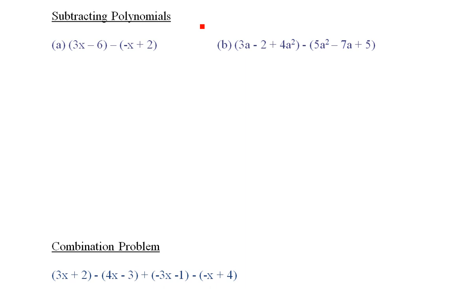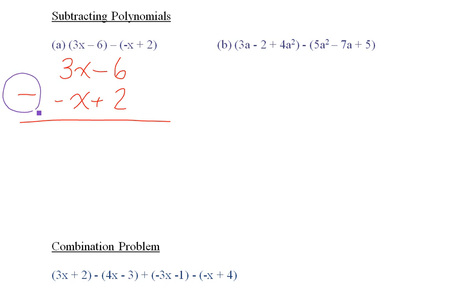Okay, so hopefully you've maybe thought, hey, let's try a similar thing to what we just did. Let's set it up like a subtraction problem: 3x minus 6 minus negative x plus 2. Now, the problem with this one is we are subtracting.